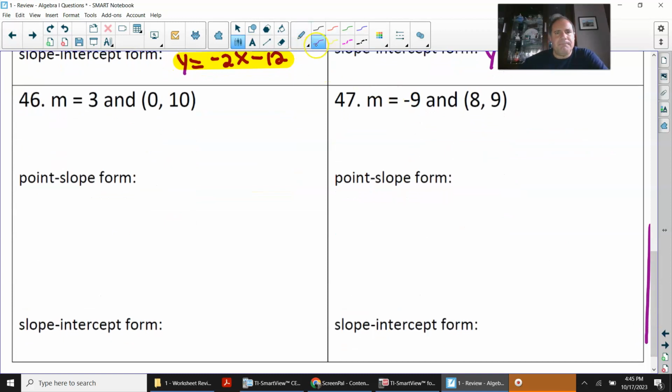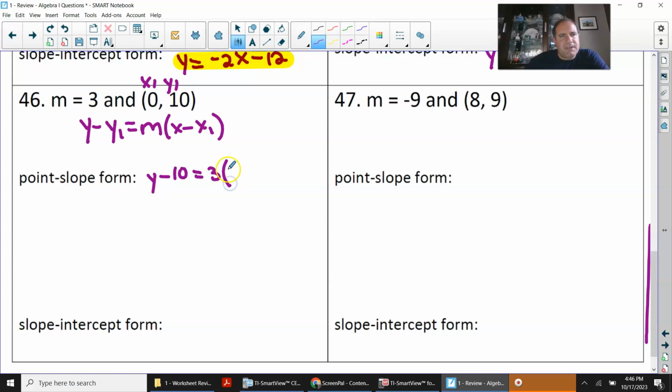All right, here we go. So this is x1. This is y1. The m is 3. So I'm going to put down y minus y1 equals m times x minus x1. The point slope form is y minus y1, which is 10, equals 3 as the slope. I almost said 0. x minus 0 as x1. That is point slope form, just like that.